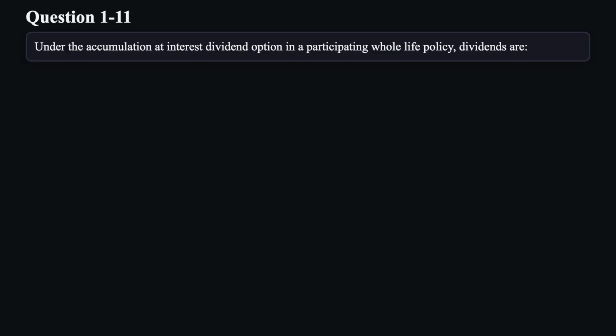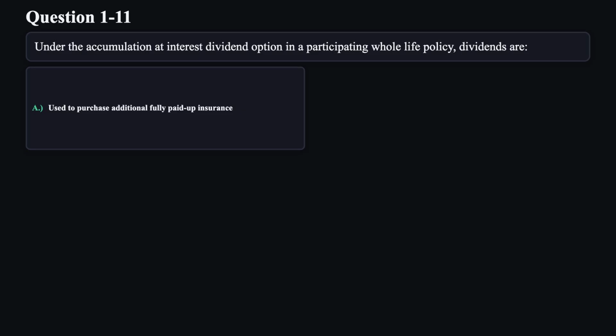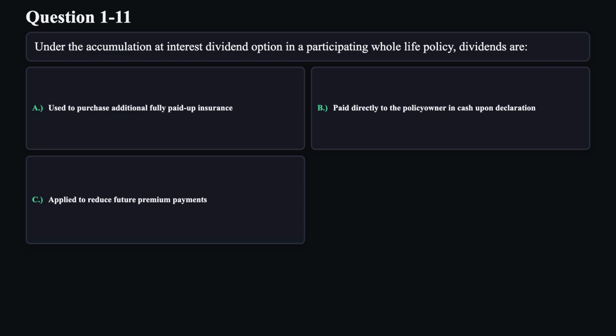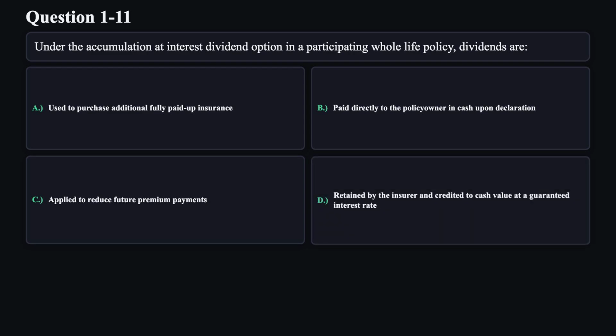Question 11. Under the accumulation at interest dividend option in a participating whole life policy, dividends are A. Used to purchase additional fully paid up insurance. B. Paid directly to the policy owner in cash upon declaration. C. Applied to reduce future premium payments. D. Retained by the insurer and credited to cash value at a guaranteed interest rate.